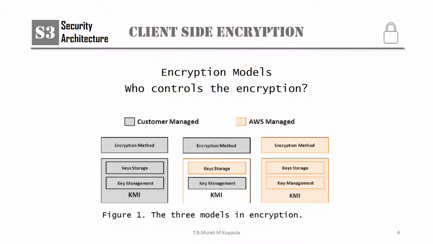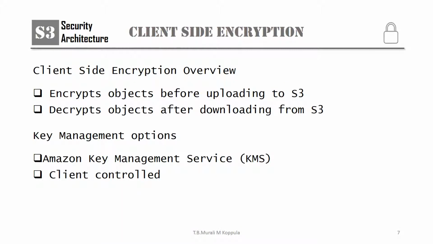Model C is the case for server-side encryption. The subsequent slides describe and demonstrate the client-side encryption. In client-side encryption, objects are encrypted before uploading to S3. Thus, the data in transit is protected. Client uses its own choice of encryption algorithm. Client also has the option to store and manage its own keys. So, in client-side encryption, client controls both encryption and the key management infrastructure.